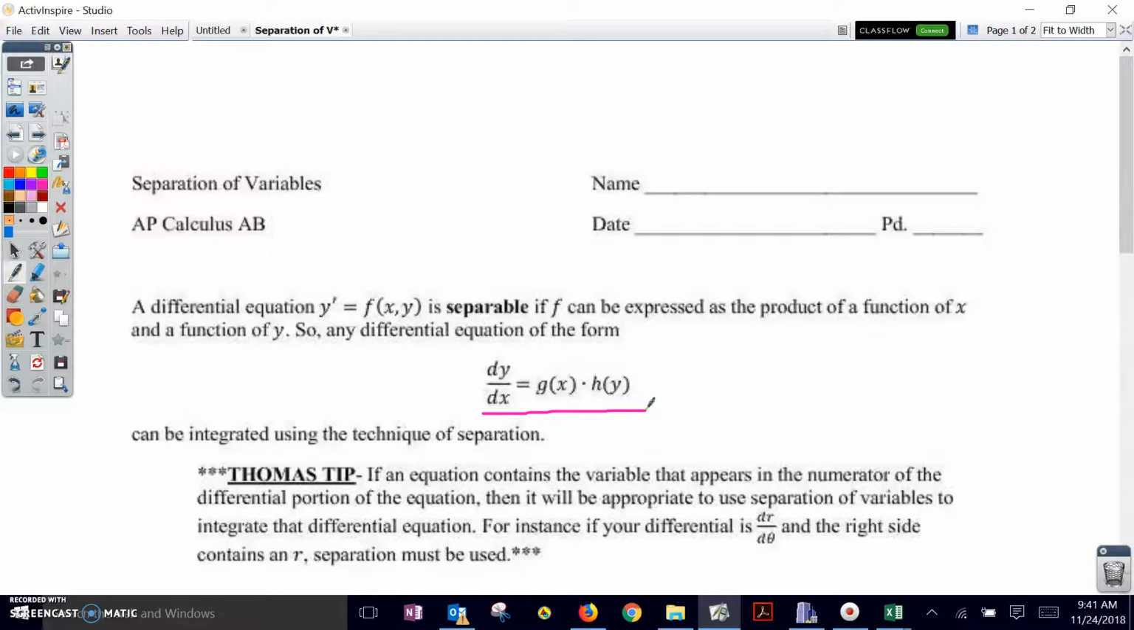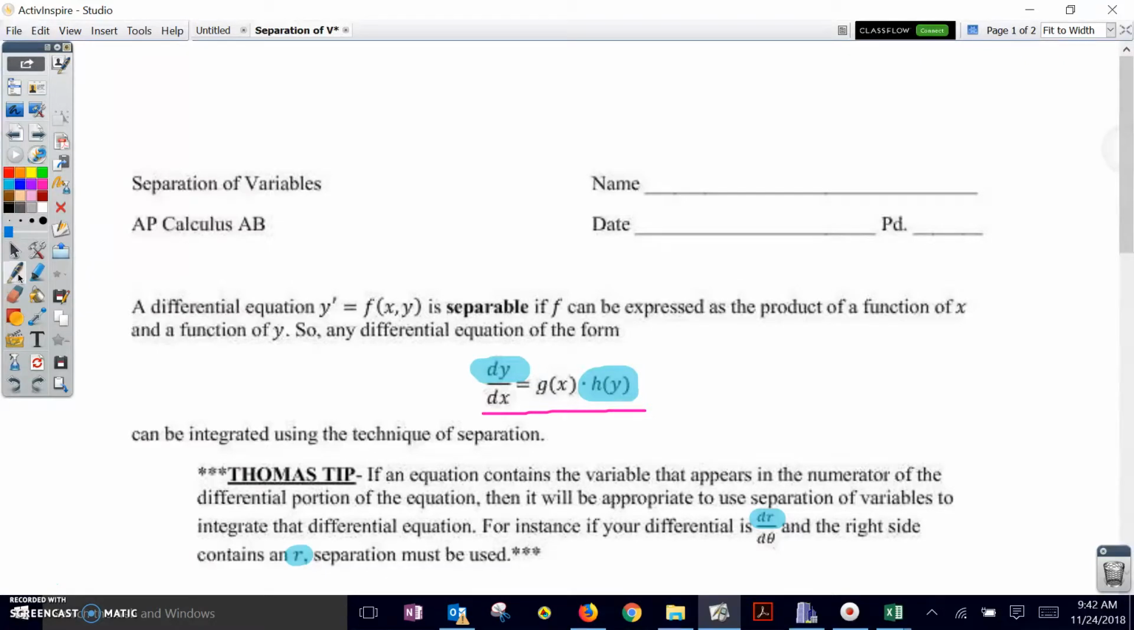You see here a big-time Thomas tip. When we're looking at a differential equation and we're trying to determine if it's something that we need to use separation of variables on or not, if the variable that appears in the numerator of our differential appears on the other side of the equation, then separation is going to be an appropriate technique. You see in this model up here, the variable that's in the numerator is y. If there's some function of y on the right-hand side, then separation is to be used. If we have dr/d theta and the right side contains an r, then we need to use separation in order to integrate.